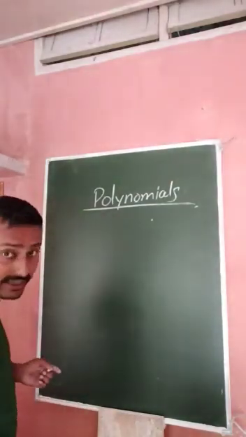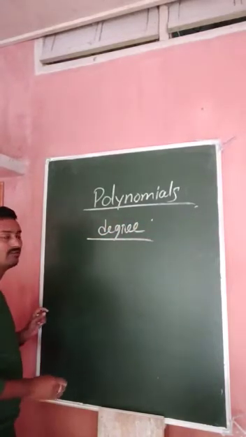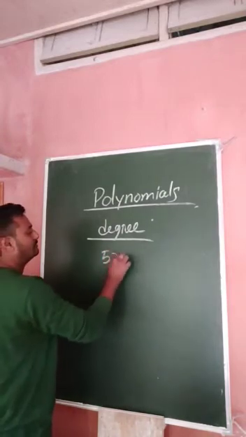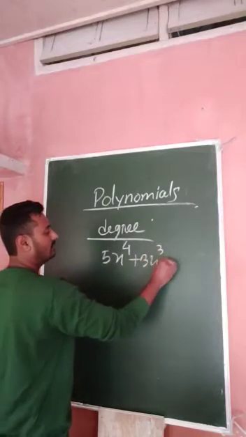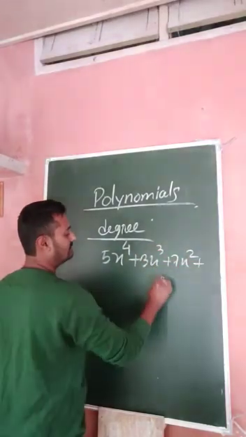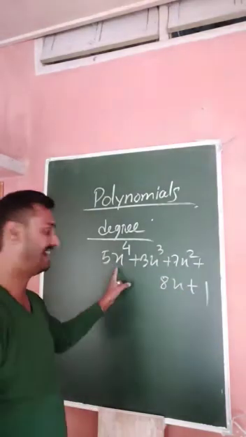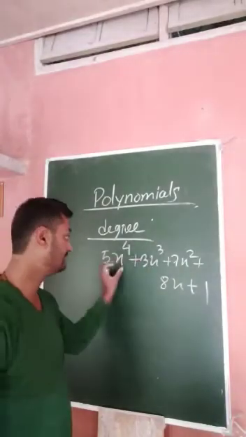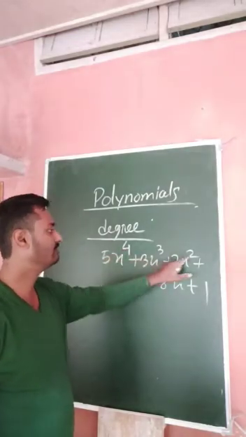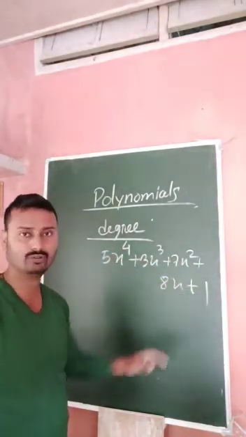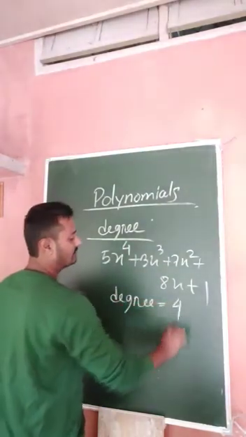And all of you know, I think, degree. What is degree? The degree of a polynomial is the maximum power of the variable. Suppose one is 5x to the power 4 plus 3x cube plus 7x square plus 8x plus 1. Suppose this is the given polynomial. Look at the power of x, because in this case x is the only variable. The power of x is 4, this one is 3, this one is 2, this one is 1, and this one is 0. So in this case, the degree will be 4, the maximum power of the variable.